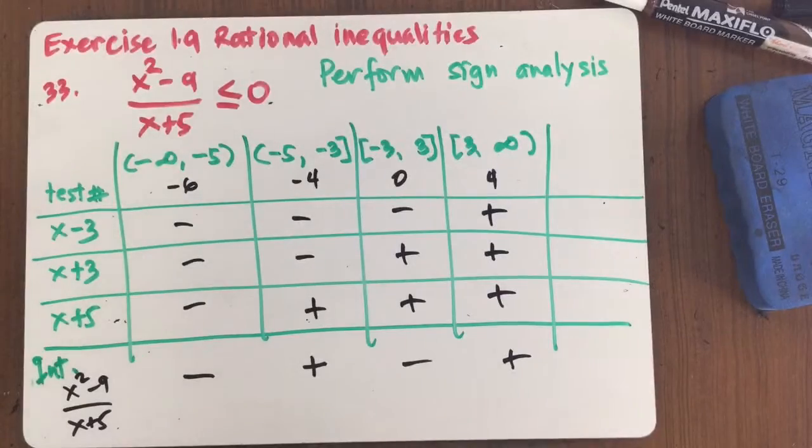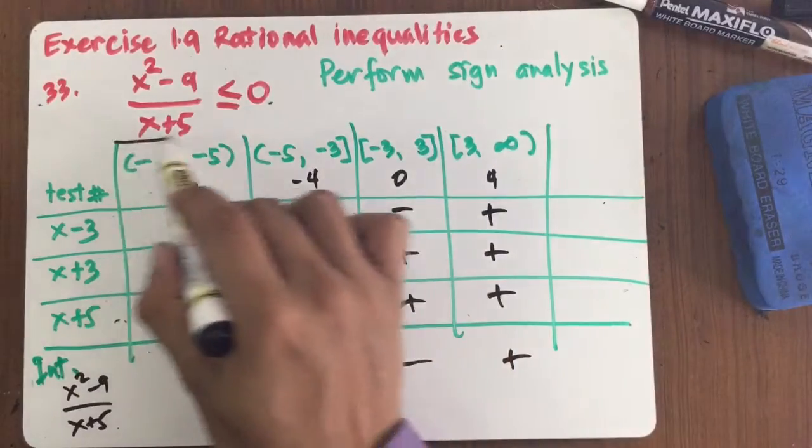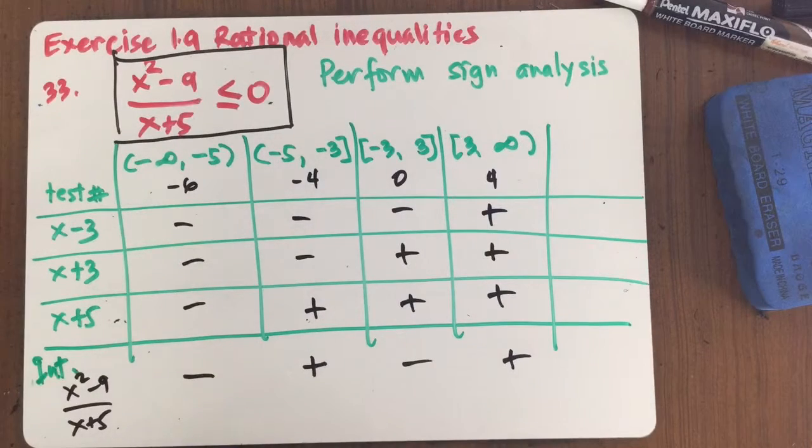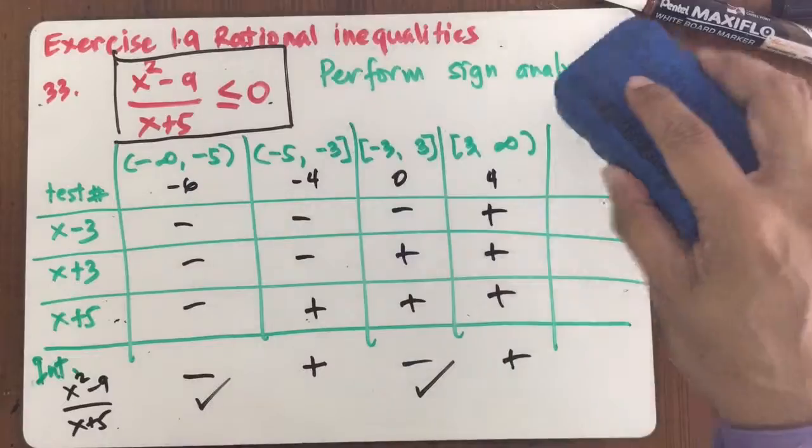We are looking for the sub-intervals when our function is less than or equal to 0. Okay, so kailan ba yun? So that's going to be when x is in the interval negative 5 to negative infinity, or when x is in the interval negative 3 to 3.